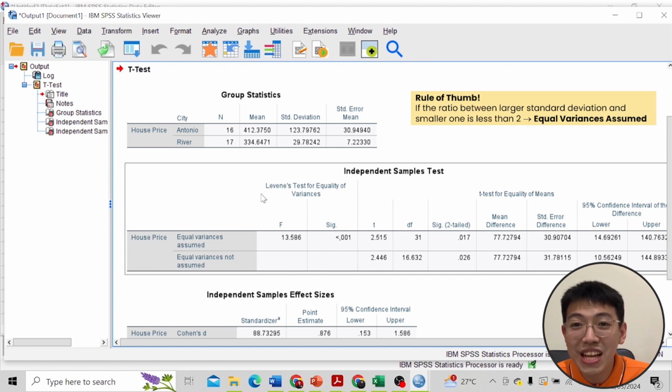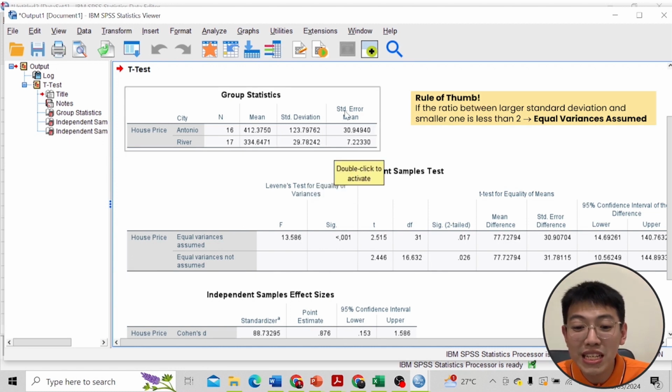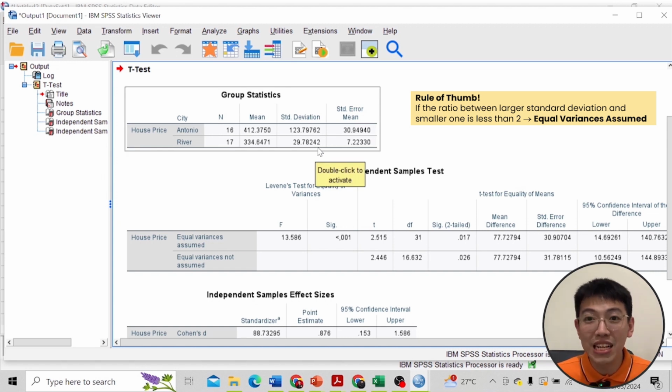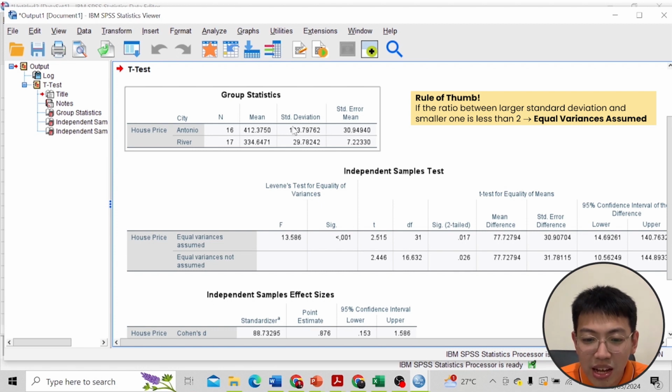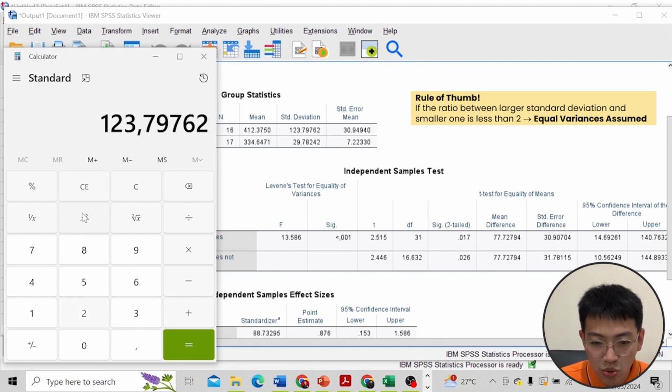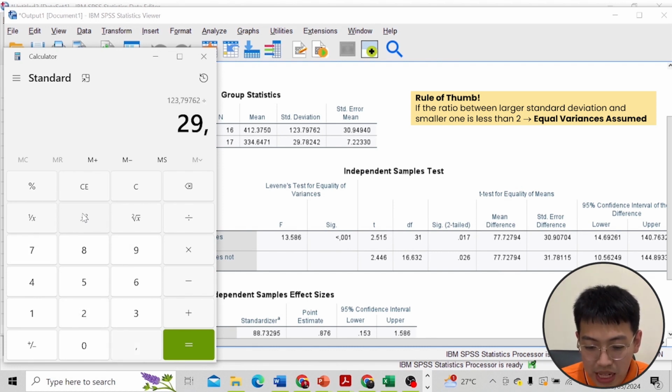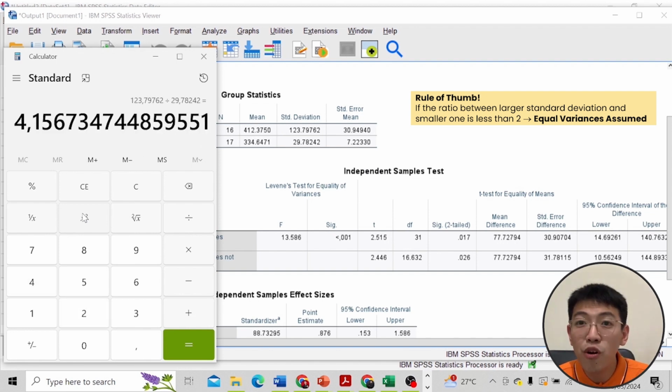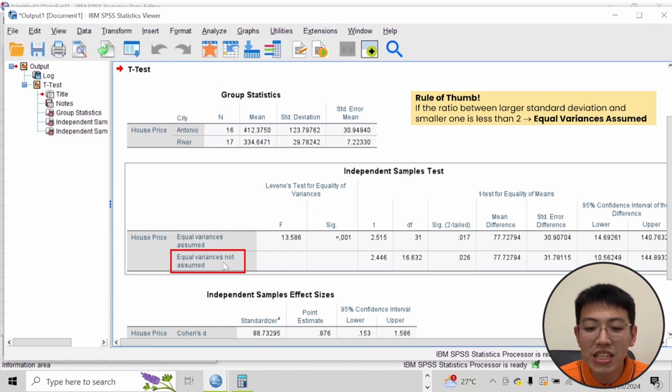If the higher standard deviation compared to the lower standard deviation is less than 2, we assume equal variance assumed. But if it is higher than 2, we assume equal variance not assumed. We can see here the standard deviation, the higher one 123 something, the River is 29.7 something. If we calculate 123.79762 divided by 29.78242, it is 4.15. Therefore, we choose equal variance not assumed.